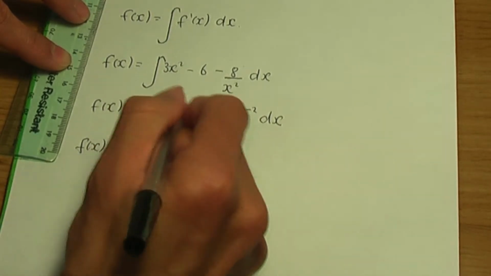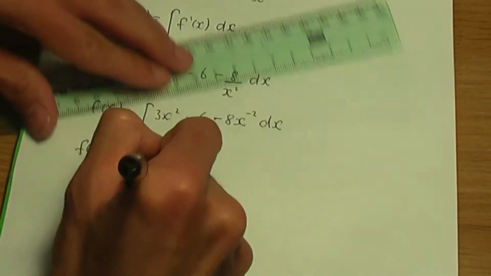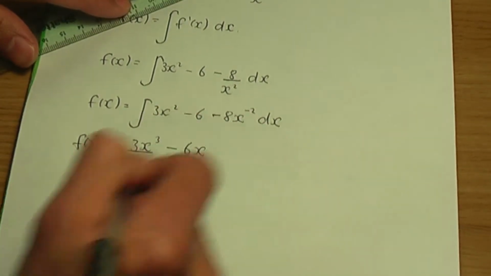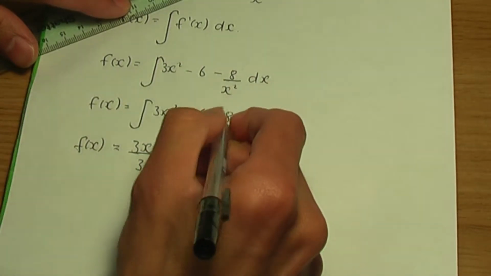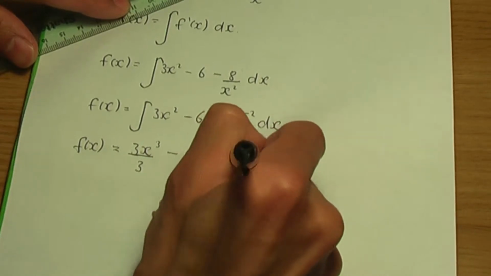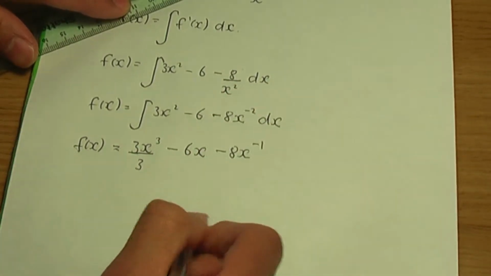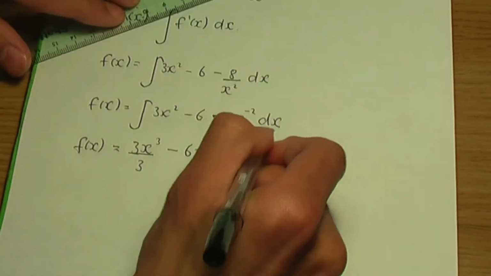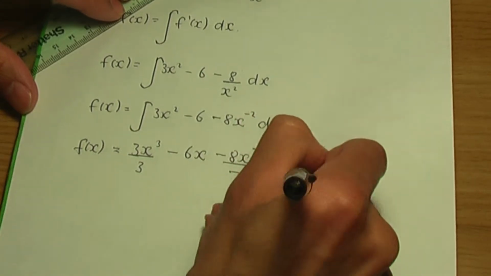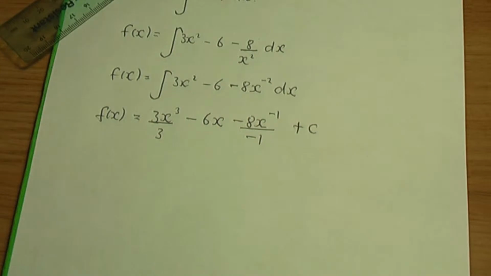If I integrate 3x squared, I'll get 3x cubed divided by 3. When I integrate 6, it's 6x. And when I integrate minus 8x to the minus 2, I add 1 to the power, minus 2 plus 1 is minus 1, and divide by the resulting power, minus 1. And let's add a constant of integration as the integral doesn't have any limits.